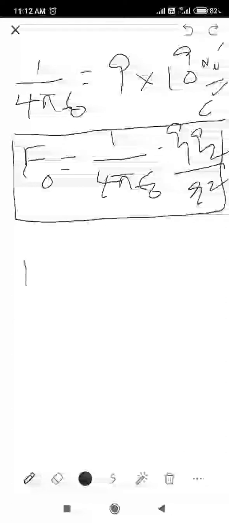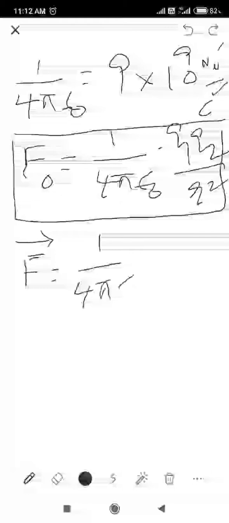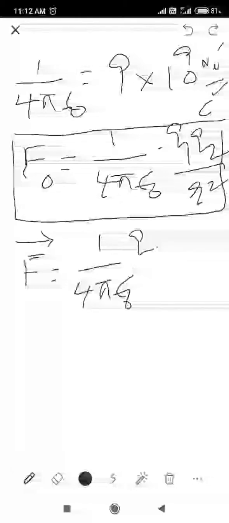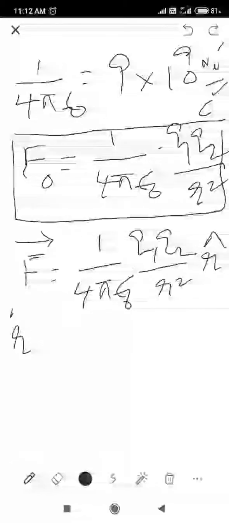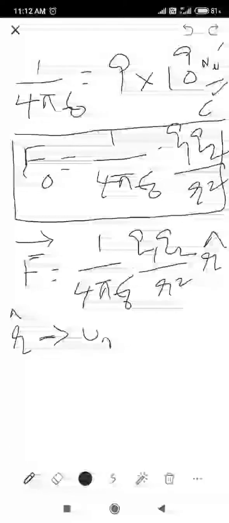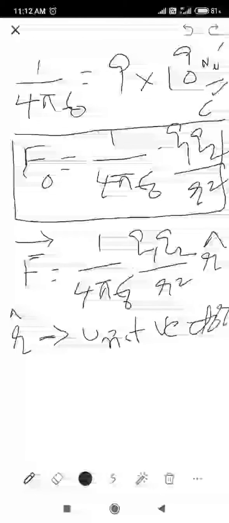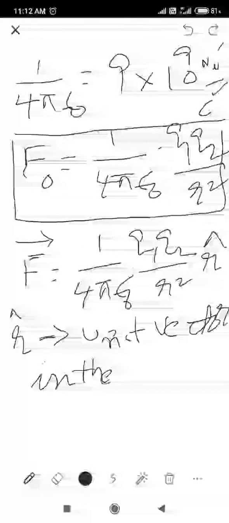This formula in vector form we can write like this: F bar is equal to 1 by 4 pi epsilon naught into q1 q2 divided by r square. Simply we multiply with r cap. This r cap is very important. This r cap is unit vector in the direction of F bar.